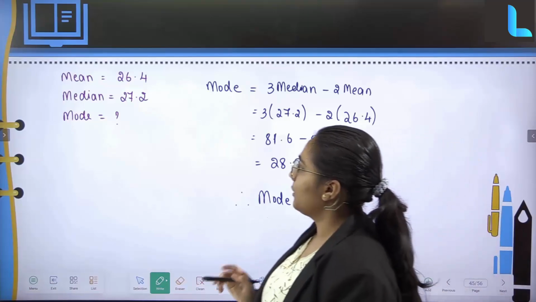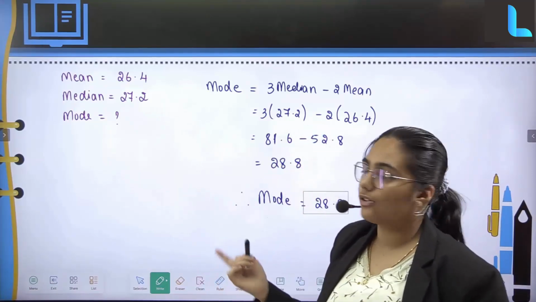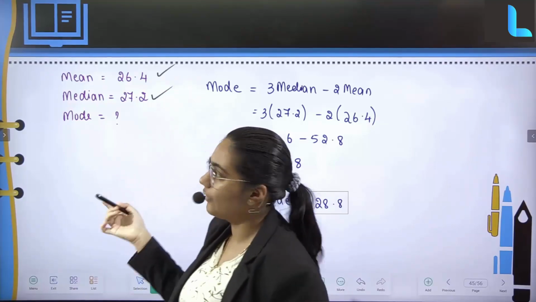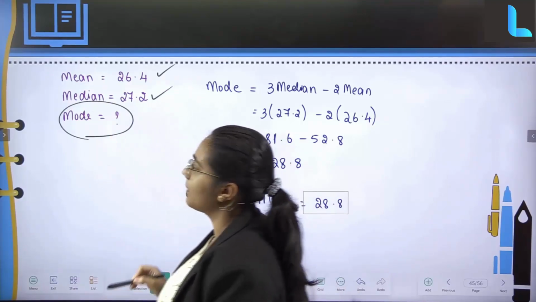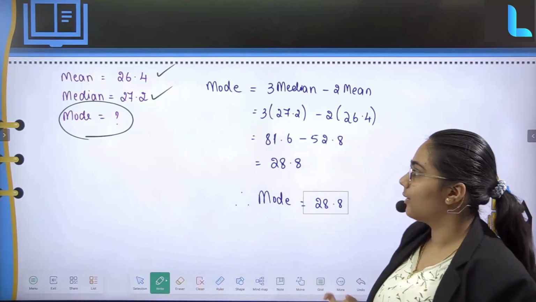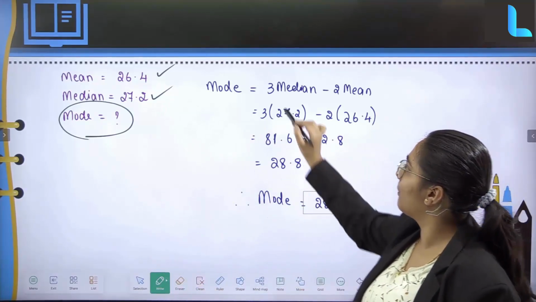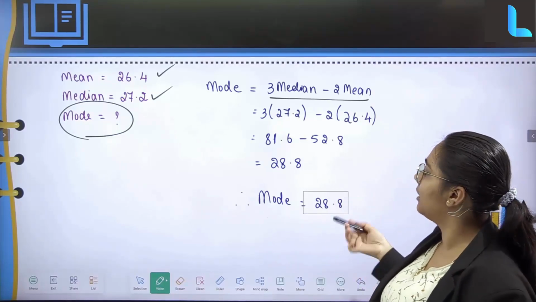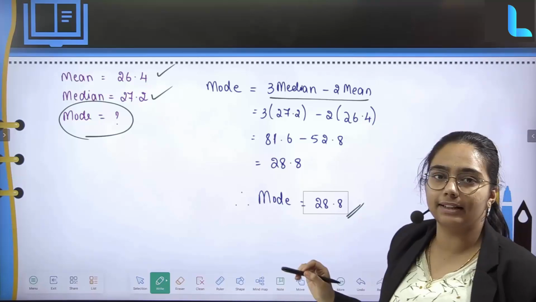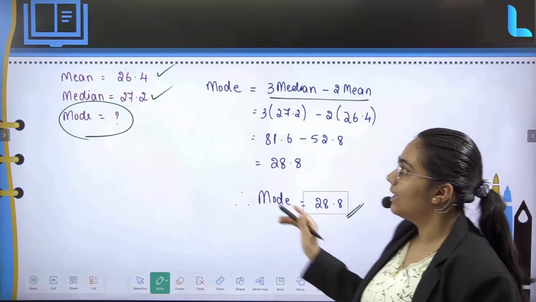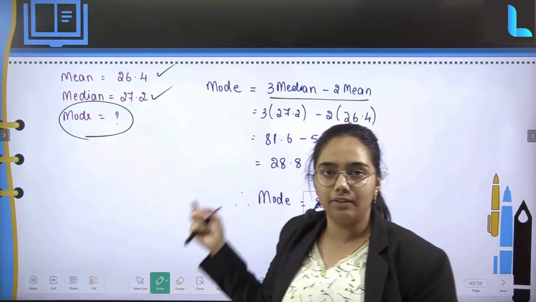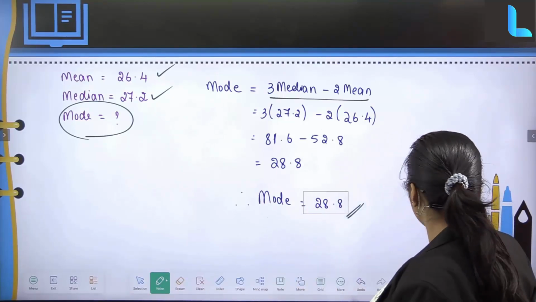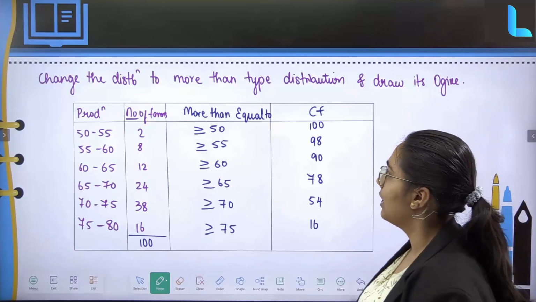Right. Next question. In the previous two questions we found out the median and the mean. Now let's see a question relating to mode. The mode formula is very simple: 3 times median minus 2 times mean. Substituting for that, I'll be getting the answer as 28.8. Usually two figures would have been given. All that you have to remember is the formula and substituting the values.